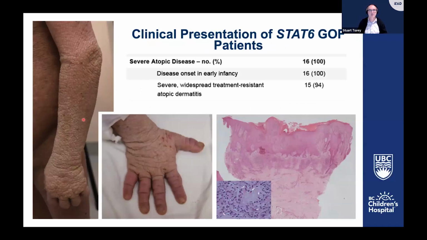I'll just give you a sense of the clinical severity here. As we said, essentially 100% of these patients have severe early onset atopic dermatitis. And I think this image really emphasizes the severity. There is variation in the severity, but it tends to be very difficult to manage. Although there is a hint, maybe not surprisingly, that over time, as patients move into adulthood, the skin disease becomes less severe.